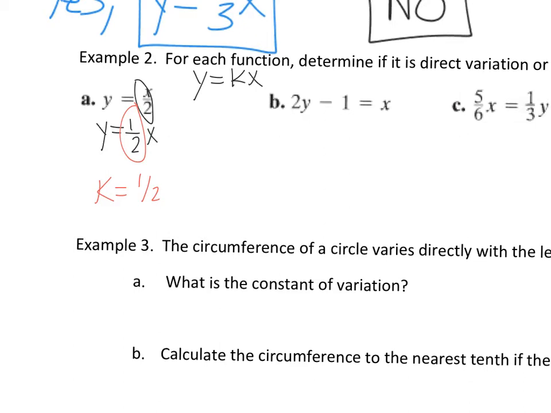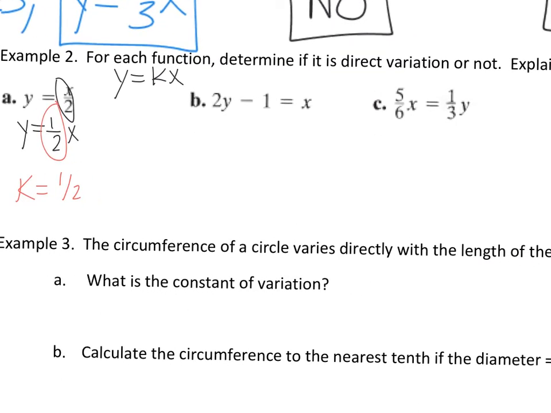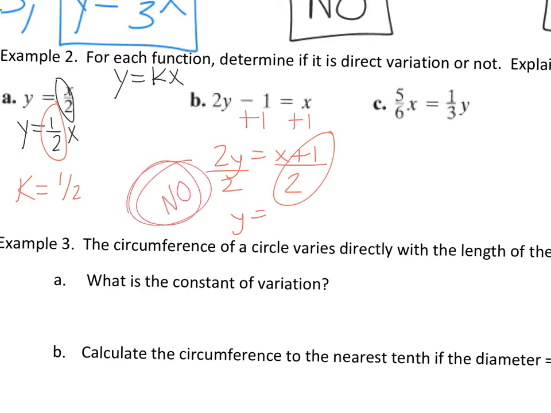In letter B, we're going to solve for y. So I'm going to add 1. So it's 2y equals x plus 1. I can already tell this is not direct variation because of this right here. That's going to be your y-intercept. So no, because the y-intercept is 1/2.